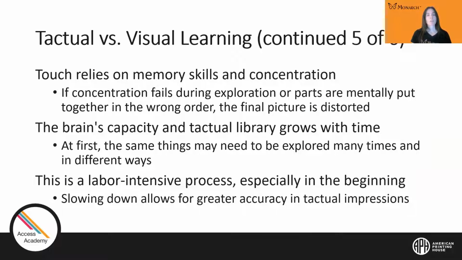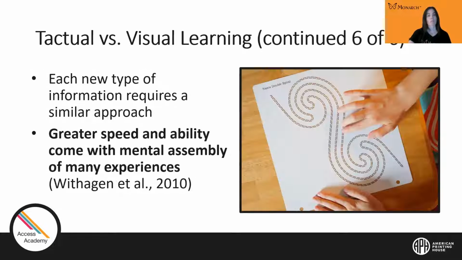Touch relies on memory skills and concentration, perhaps much more than vision does. So if the concentration fails during exploration, or parts are put mentally together in the wrong order, then the final picture might be distorted. And this is okay, especially in the beginning, because the brain's capacity in tactual library grows with time. So it's okay to slow down, take your time, look at things many times and in different ways with students. It's a labor-intensive process, especially in the beginning, and it should be a joyful process. And it is okay if it takes some time.